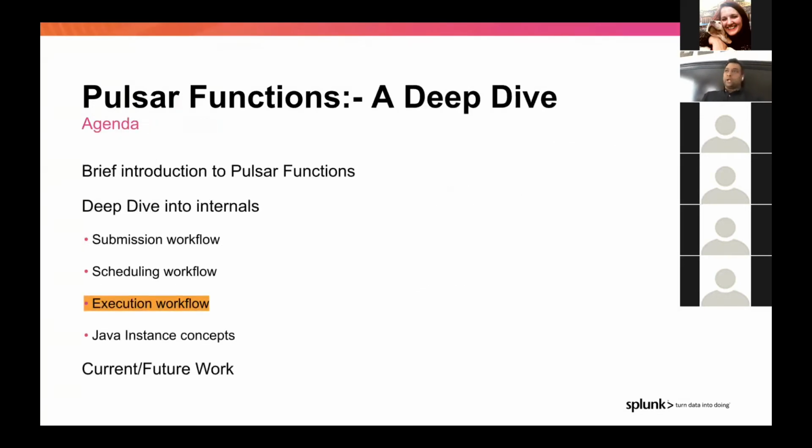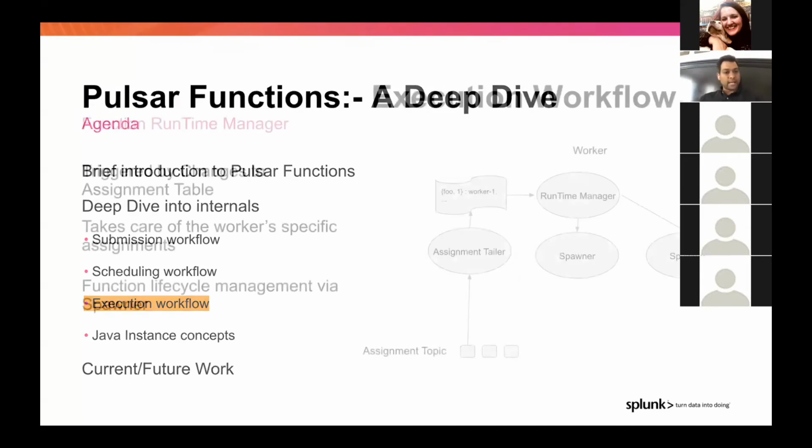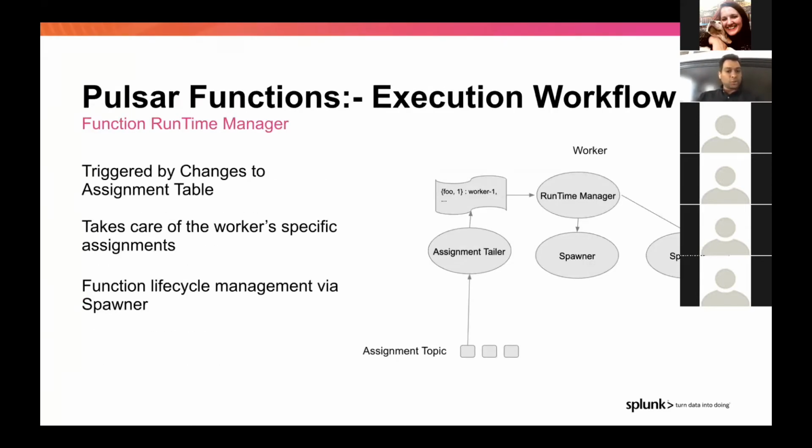Okay, so we admitted a function. We know that there is a leader, and the leader scheduled something. How does the execution happen? The execution happens by the changes to the assignment table. The component inside Functions is called the function runtime manager. The runtime manager is responsible for, whenever there is a change in the assignment table, as depicted by the assignment topic, saying, okay, what should I do? Should I kill this instance? Should I create this instance? And so on and so forth.